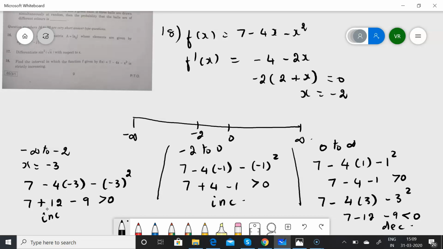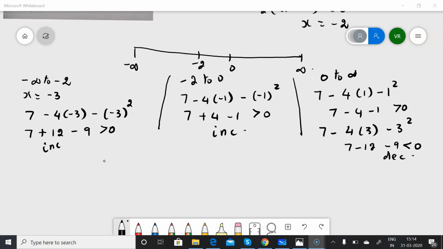But in the intervals minus infinity to minus 2 and minus 2 to 0, it is strictly increasing. Hence the function is strictly increasing in the intervals minus infinity to minus 2 and minus 2 to 0.